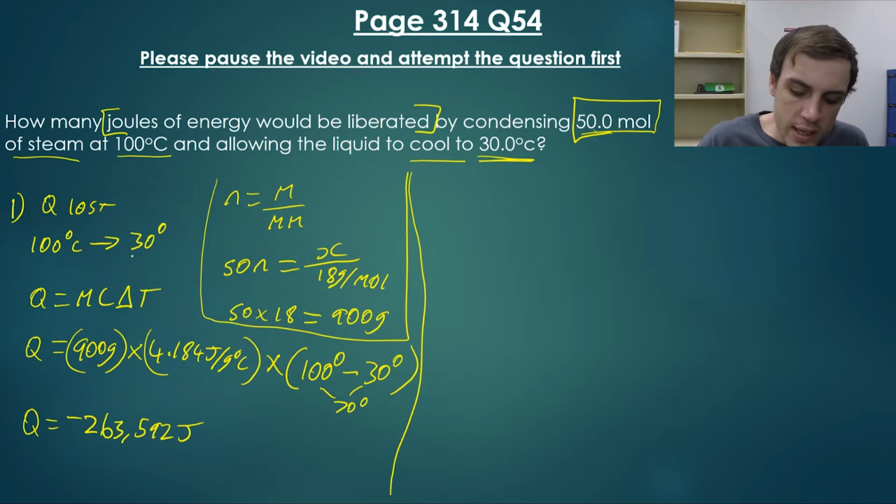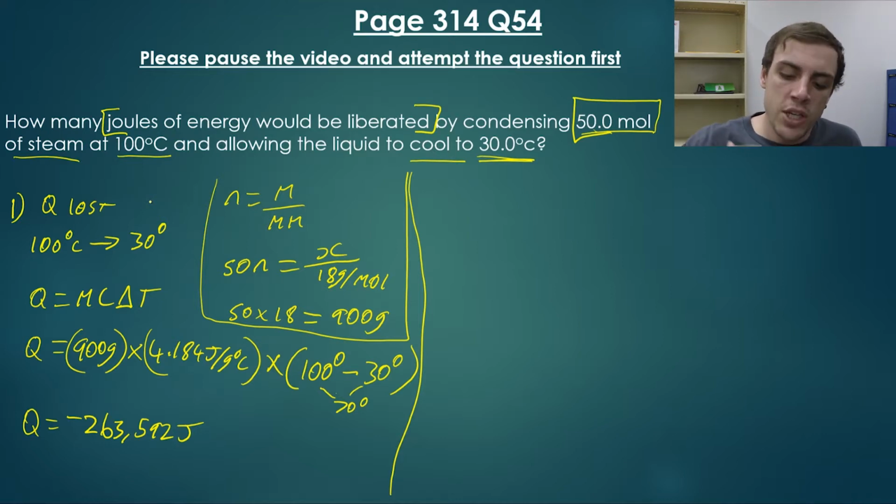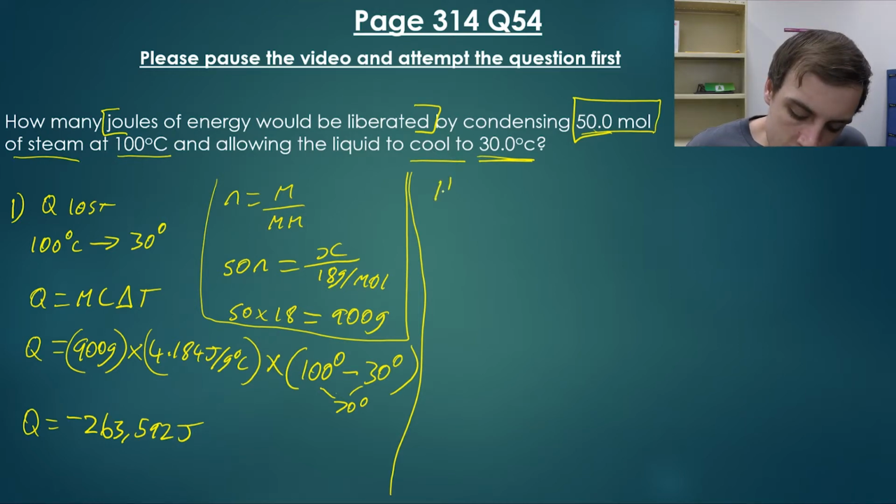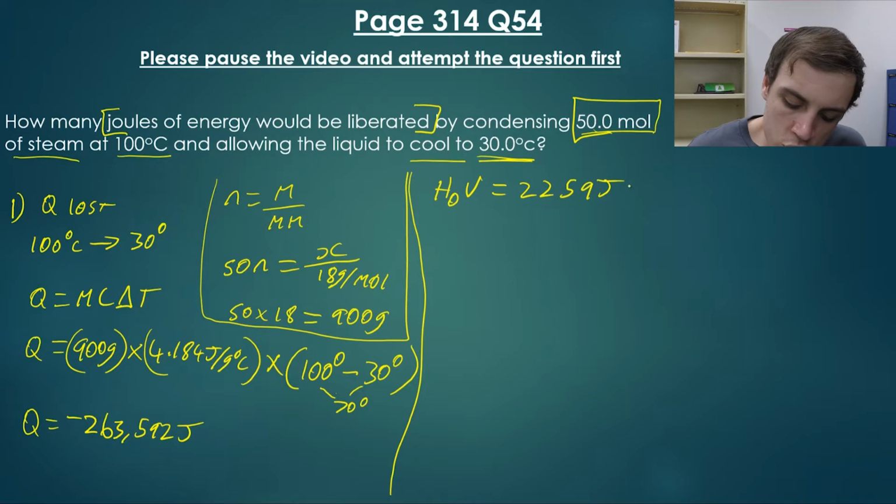Now, we've found how much energy or heat would be released by dropping the temperature from 100 degrees to 30 degrees. So now what we need to do is figure out how much energy is being lost from the heat of vaporization. So remembering that the heat of vaporization is 2,259 joules per gram. So we know that we have 900 grams of water.